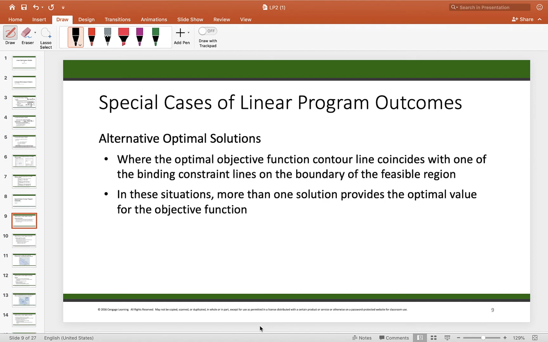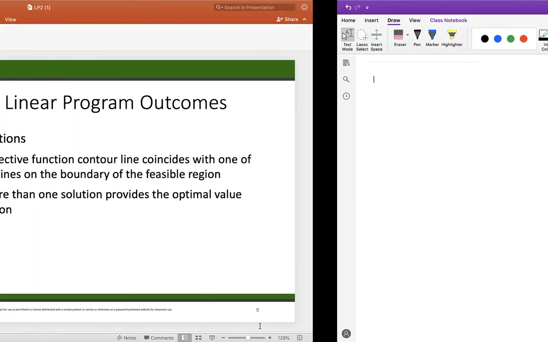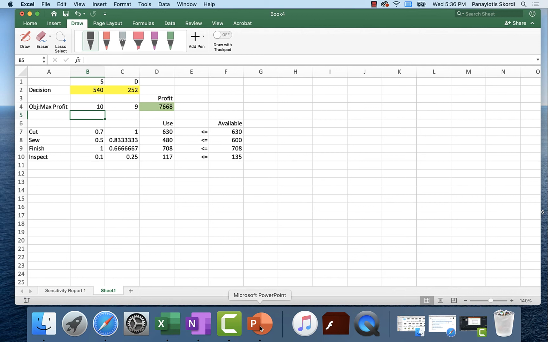And so let me actually go back to a previous question that we did over here. So do you remember this question? This one was the one about golf bags, and we were given constraints on cutting, sewing, finishing, inspecting, and we ran the model. We wanted to maximize our profit. We came up with the number of standard bags we should make is 540, and the number of deluxe bags is 252. That was the only solution for this question. Now, sometimes you have more than one solution for a question.